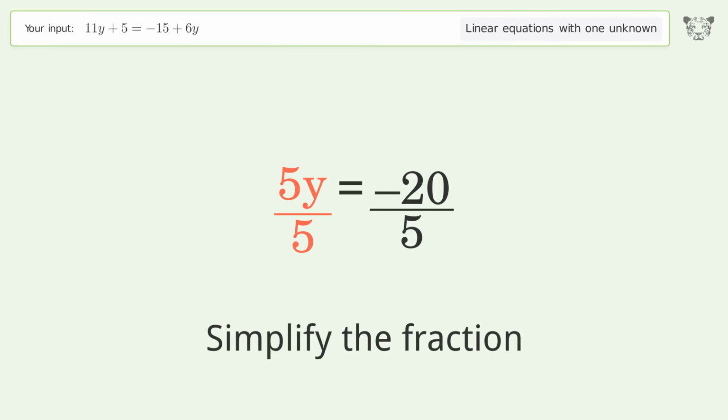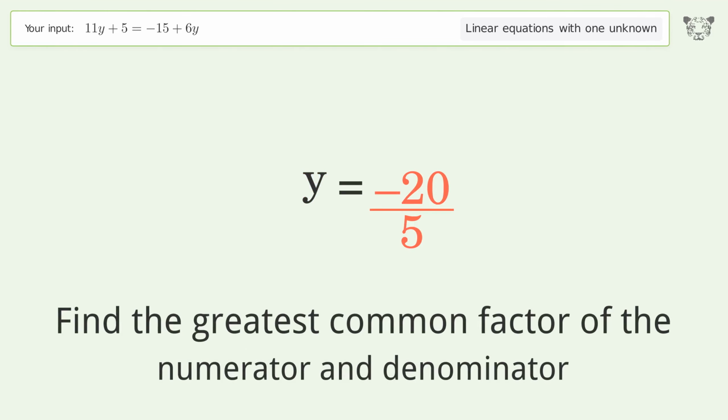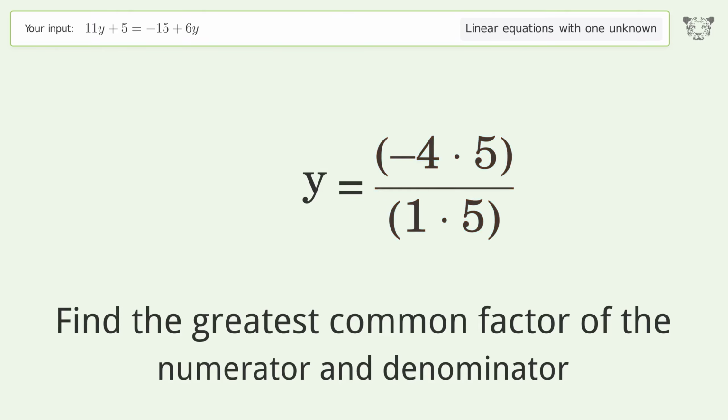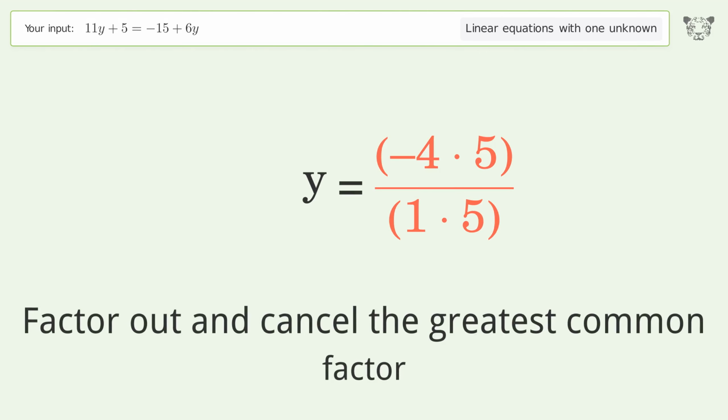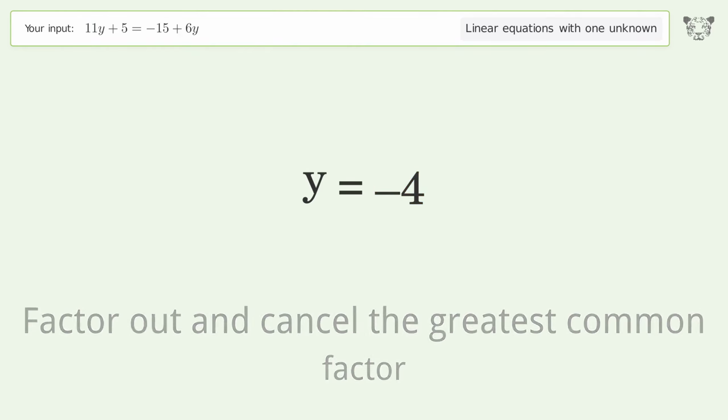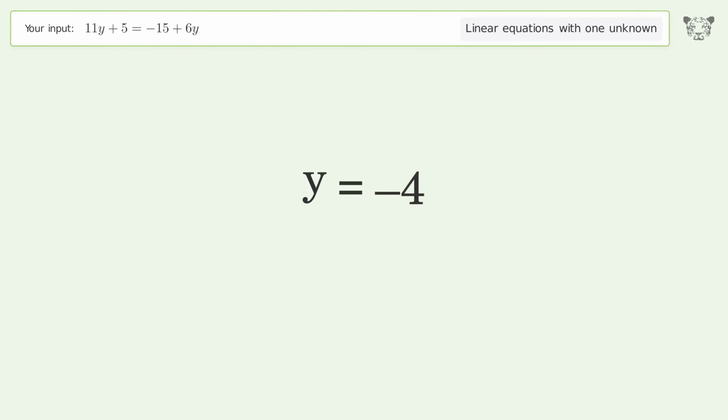Simplify the fraction. Find the greatest common factor of the numerator and denominator. Factor out and cancel the greatest common factor. And so the final result is y equals -4.